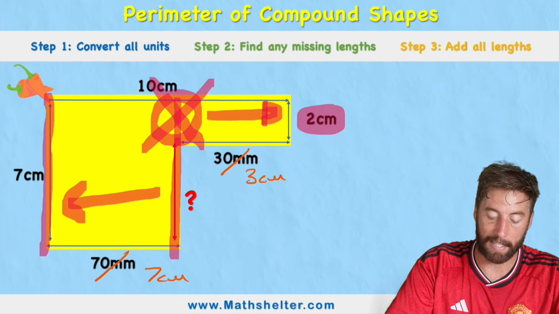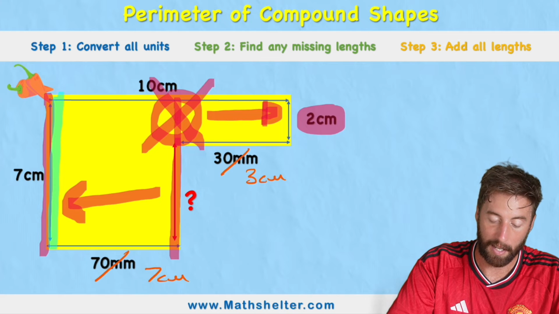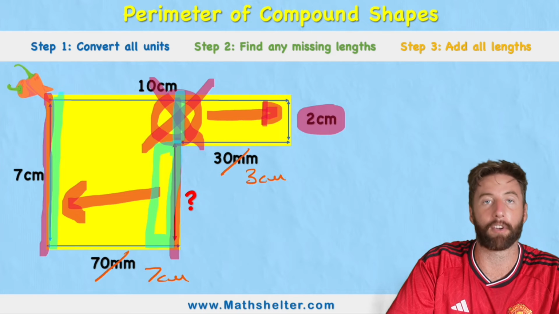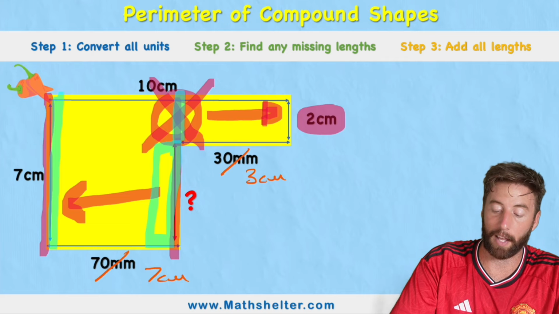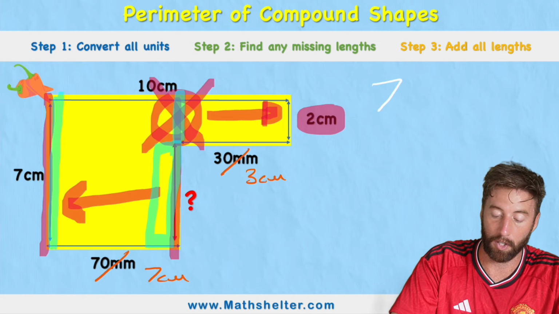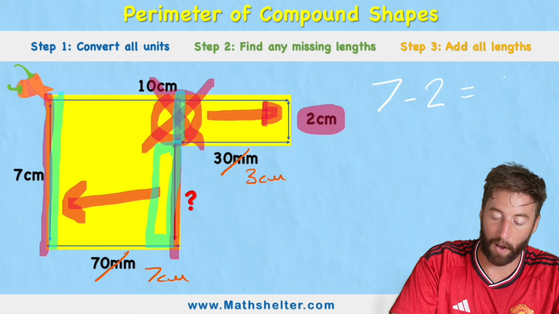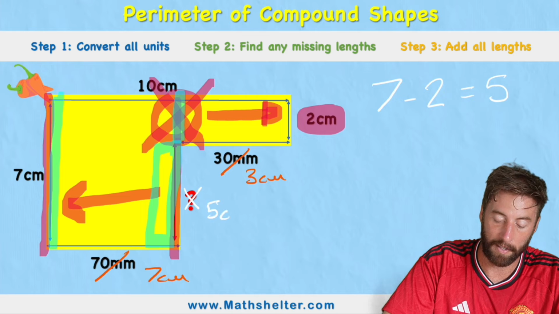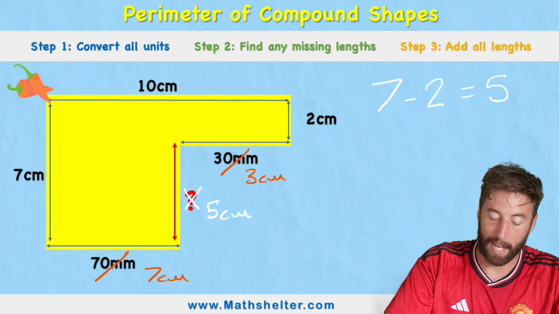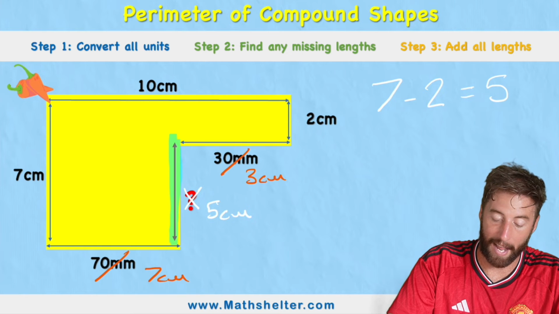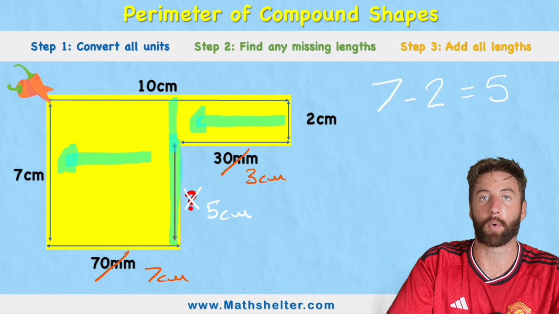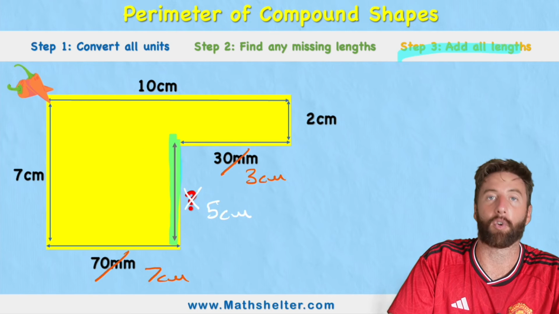So what we need to realize is that if this whole length is 7 centimeters and this little area here is 2, then the rest of it must be the difference between 7 and 2. To work out the difference, I can just do 7 subtract 2 equals 5. So this value here, where the question mark was, must be 5 centimeters. And we can check that by saying, if this is 5, and I add the 2 that was here, 2 plus 5 equals 7, which is the same as the opposite length. So everything's correct.